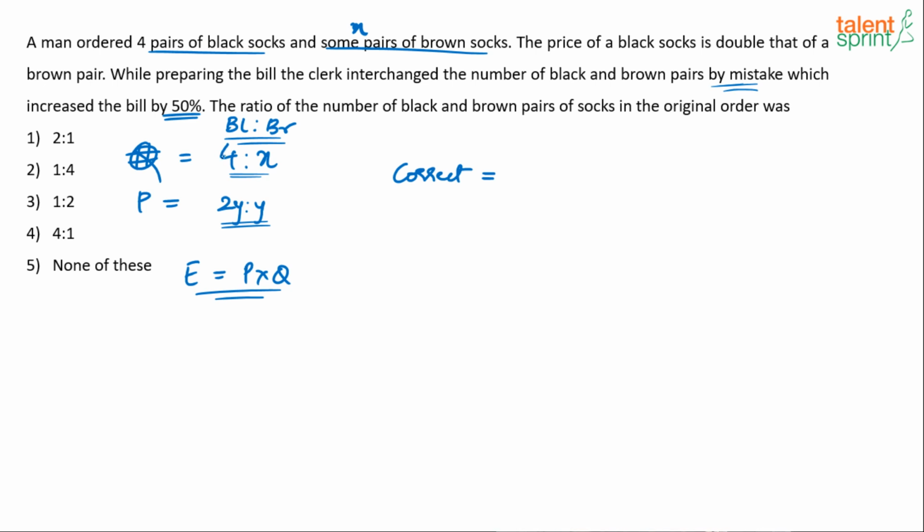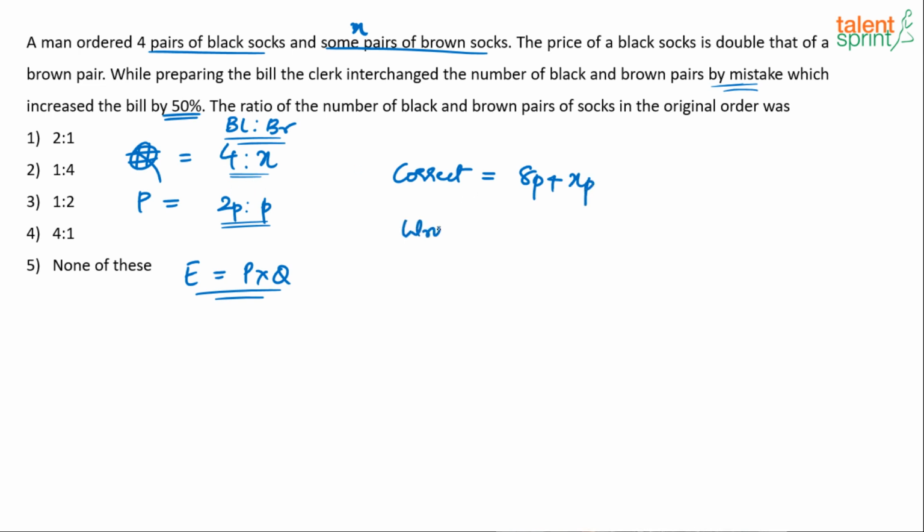So, what is going to be the... I think we can live with 2:1 as well. Why don't we just take 2:1? Or we do not know. So let's take it as 2P and P. So what is going to be the correct bill? 4 into 2P, 8P plus XP. Yes or no? 4 into 2P, 8P plus XP.